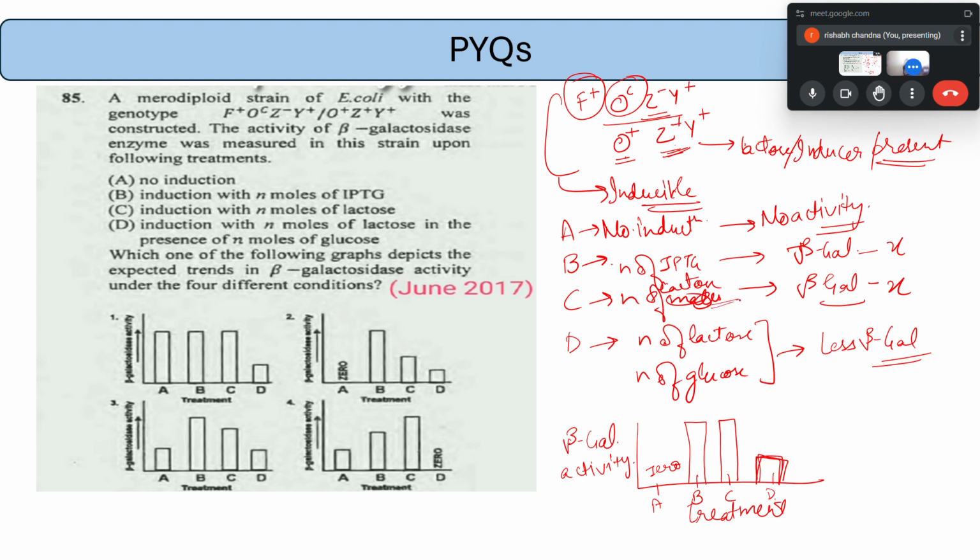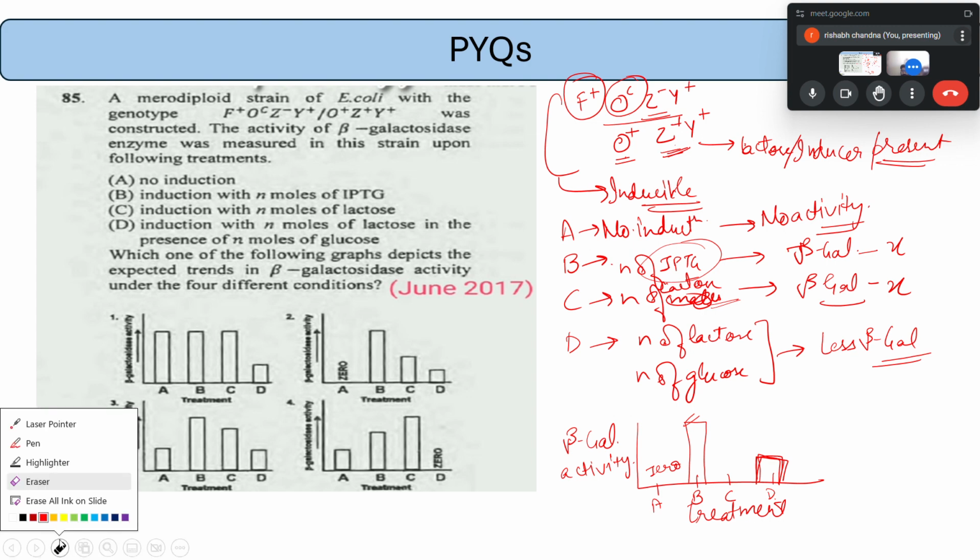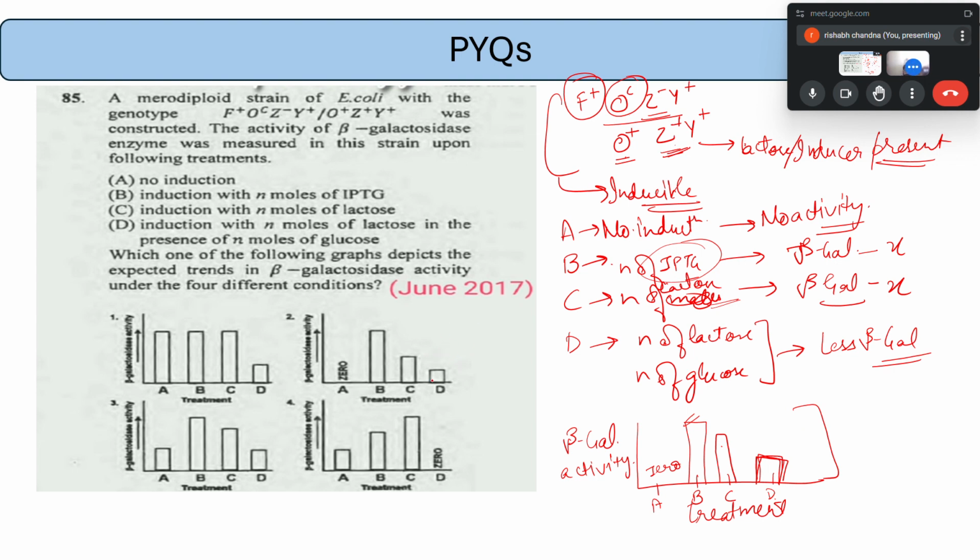Rather, in case of lactose, here there is one trick. IPTG is not metabolized by the cell, so the whole IPTG can be used for induction of the lac operon. But lactose is also metabolized by the cell. So here we'll see a bit less activity as compared to the IPTG induced treatment. So I'll change it. Here the activity would be this much, a bit less than this, but in the last case we have less activity. Based on this, the correct graph would be option B.